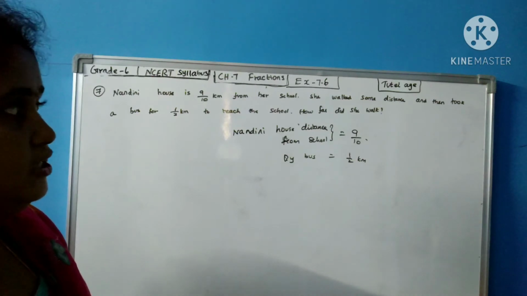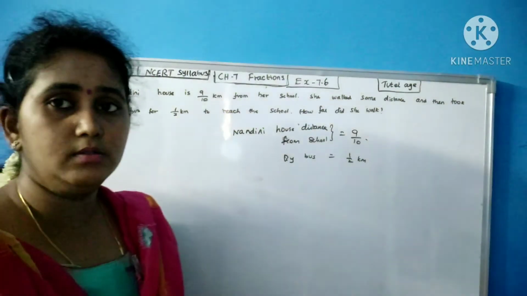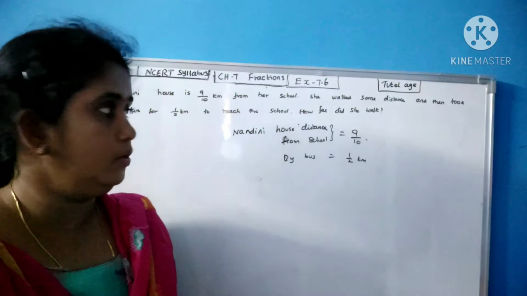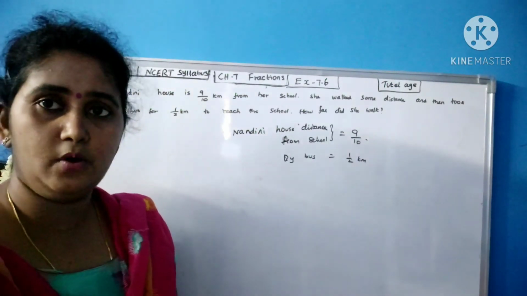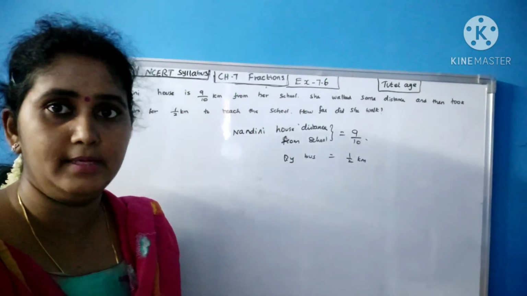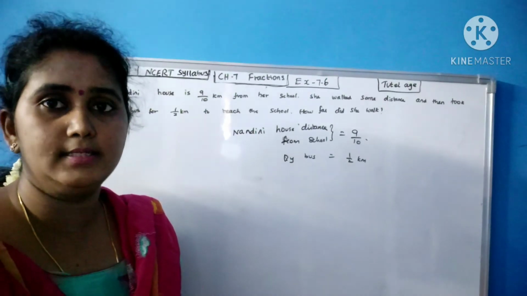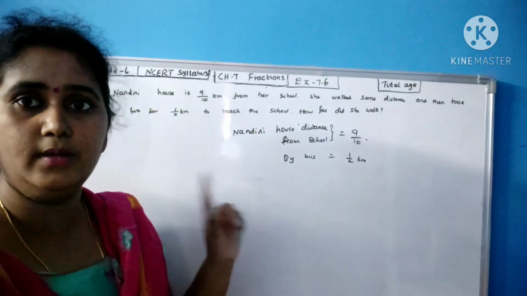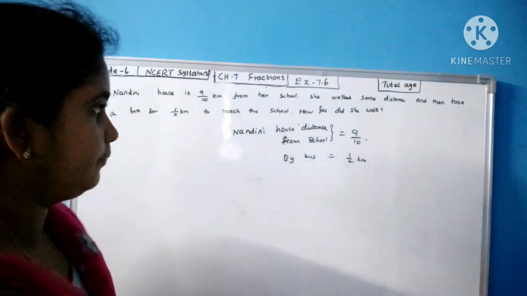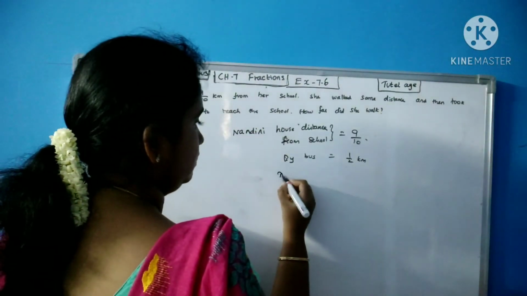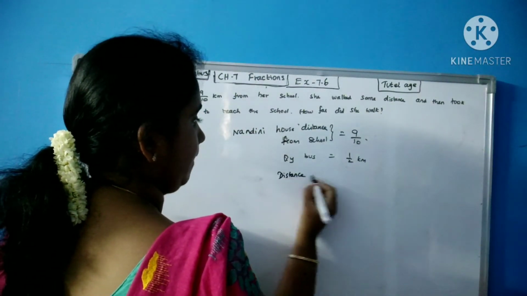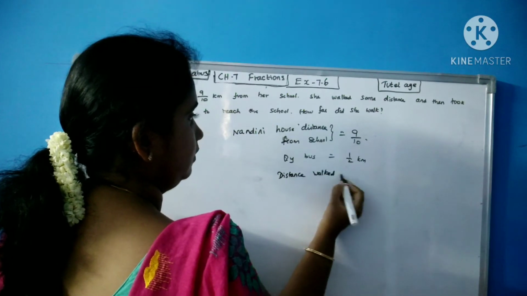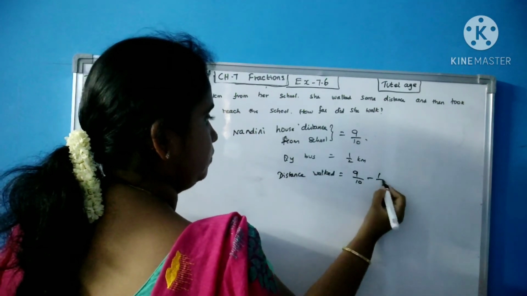So some distance she is walking, right? So some distance is given from the school. Okay, and then some distance she is walking. Some distance she is going by bus. That some distance she walked, that is what they are asking. So if you subtract these two, you will get the distance she walked. Okay, so 9 by 10 distance walked, 9 by 10 minus 1 by 2.